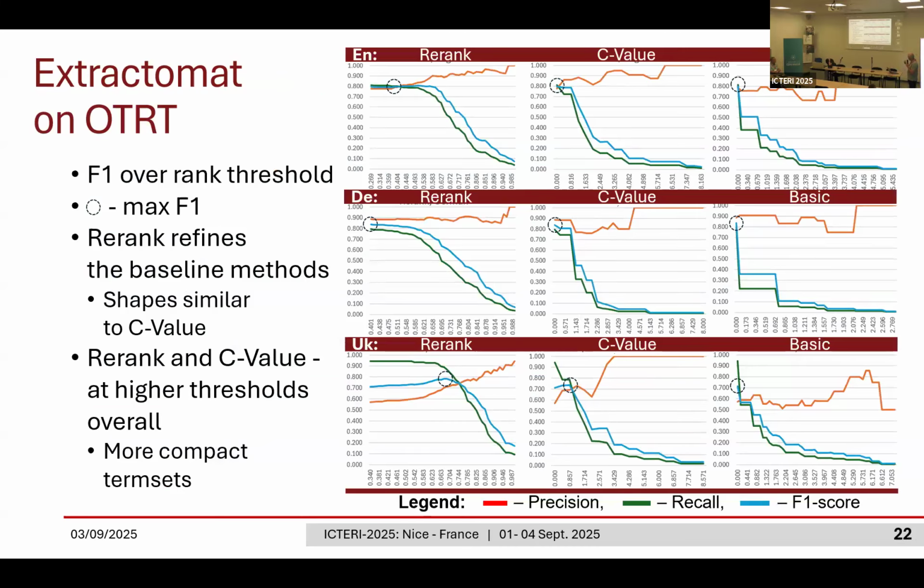Let us now see what happened for different thresholds. These are the maximal points here. These lines are for languages. We have re-rank, C-value, and basic, and combo basic, the very same result. So what could be taken out from these diagrams? Re-rank and C-value normally provided maximums at higher thresholds, which means that those two methods allowed us to collect more compact term sets with sufficiently good F1 score. Therefore, we have understood that the C-value method and re-rank over C-value is in fact the most effective method among those three baselines that we have implemented.